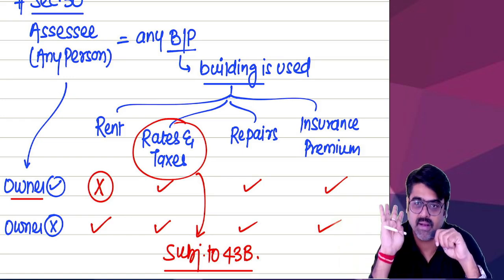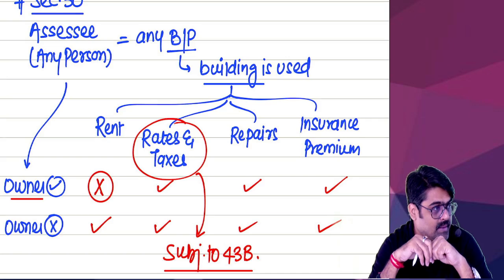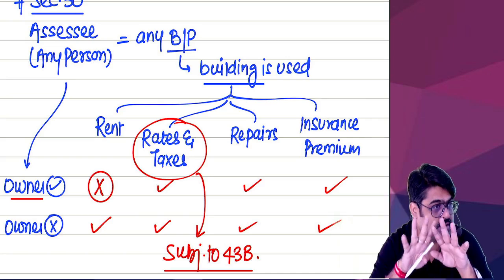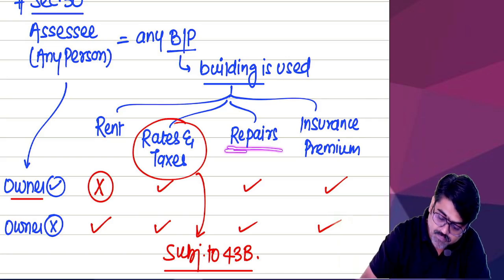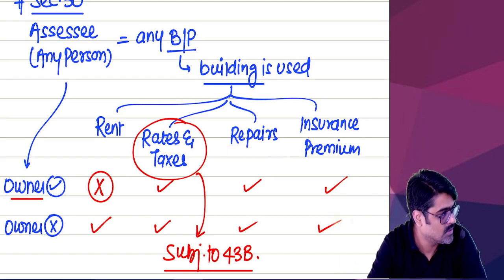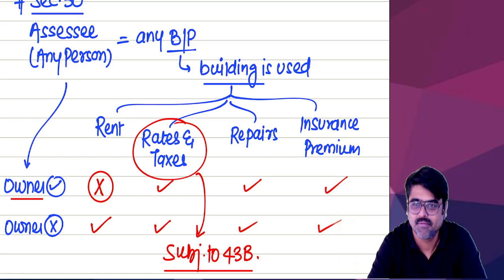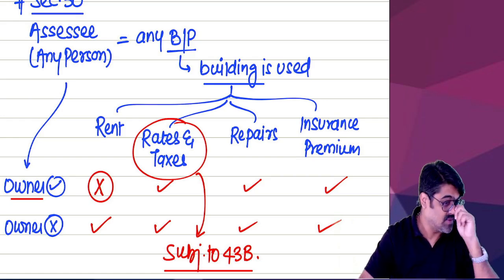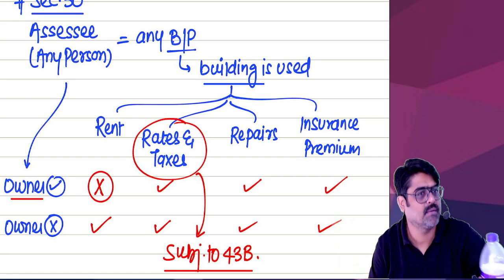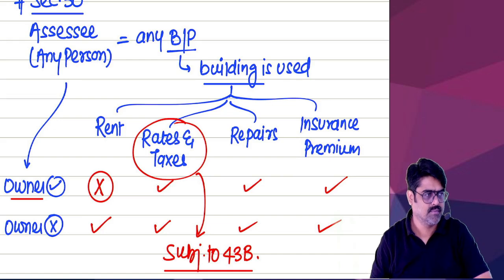Rates and taxes will be allowed only on payment basis, meaning allowed subject to 43B. Now coming to repairs. Repairs can be of 2 types: current repairs and capital repairs. Which repairs? Now, can anyone tell me what is current repair, capital repair? Just try to apply your mind. Logic.